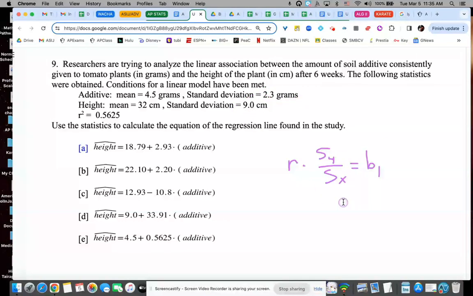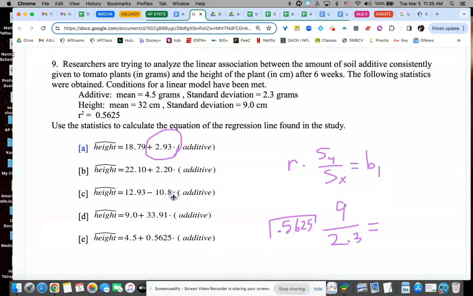It's just 9 over 2.3. I have to multiply that by R, however. I don't have R, I have R squared. So I have to take the square root of that number to get to R. 0.5625, throw that all in a calculator, and you will have your slope. And in this case, the slope should come out to 2.93, right?